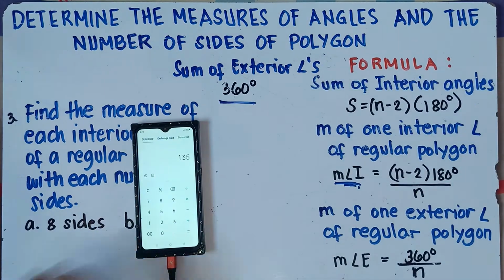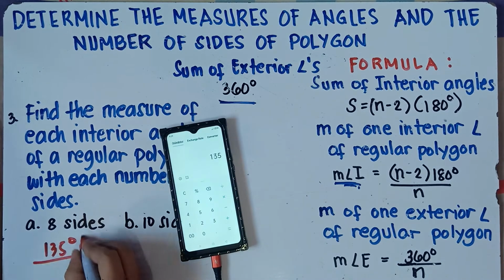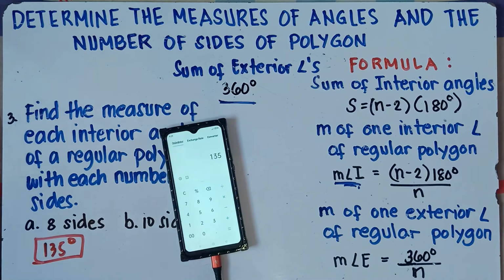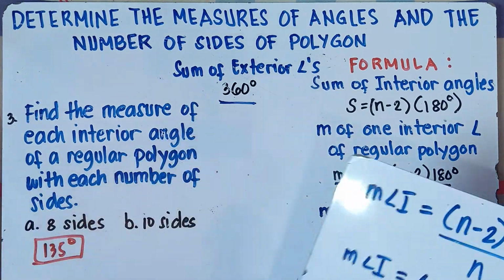Alright, so that's the answer for letter A: 135 degrees for each interior angle of a regular octagon. Let's try letter B.